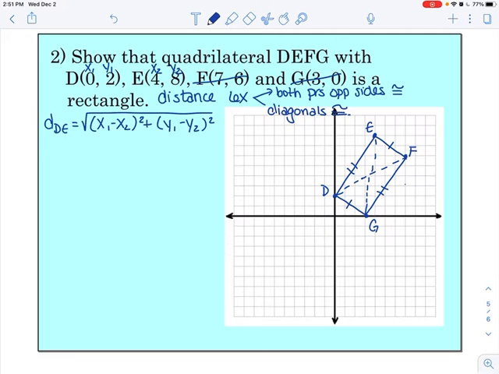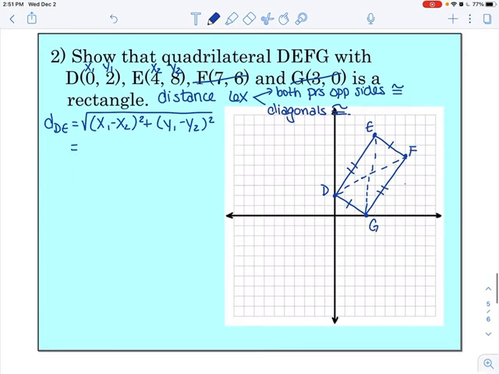Okay, so again, labeled X1, Y1, X2, Y2. So again, as quick as they start, they stop. X1 is 0, minus X2 is 4. So 0 minus 4 squared, plus Y1 is 2, minus Y2 is 8. And again, I need to square that. 0 minus 4 is negative 4, so we'll have negative 4 squared. And then 2 minus 8 will be a negative 6, so we'll have negative 6 squared.